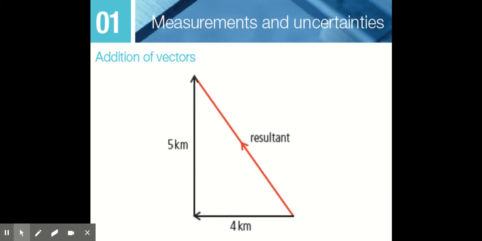Now, again, as we go with vectors, vectors are not always going to be straight lines. This is where your trigonometry comes in, your geometry with SOHCAHTOA. So again, this is a great example of a displacement problem. You walked 4 kilometers to the west and then 5 kilometers north. What is your magnitude and direction? Well, you would not say you walked 9 kilometers. That's your distance. Your displacement is that red line.